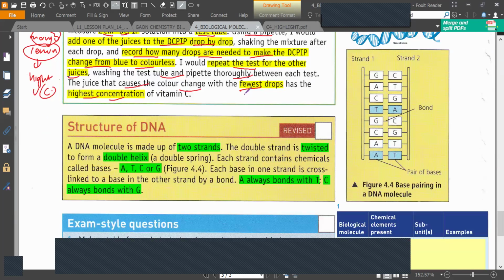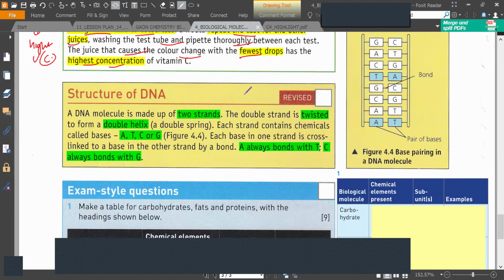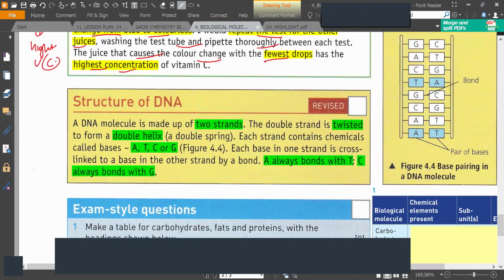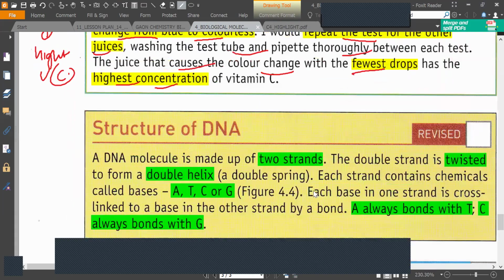Next, in this chapter 4, we also have a brief look at the structure of DNA. The structure of DNA is also a very, very important biological molecule for humans. So we'll take a look at this.